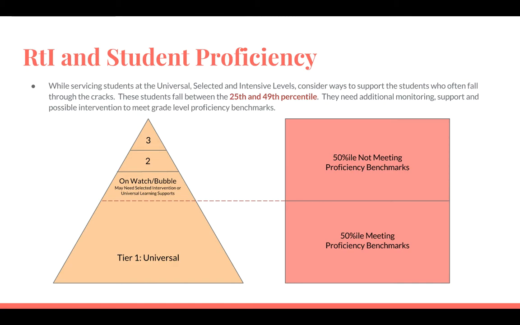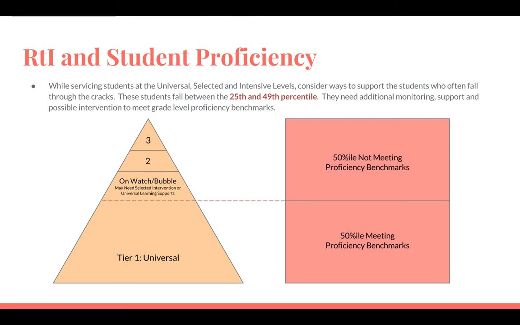While servicing students at the universal, selected, and intensive levels, we need to consider ways to support students who often fall through the cracks. As we discussed last year, these were our universal basic students listed on our watch lists. These students often fall between the 25th to 49th percentile. This year, we have adjusted the benchmarks to include these students in our selected, on watch, or bubble category to heighten our awareness of these students at the universal level.